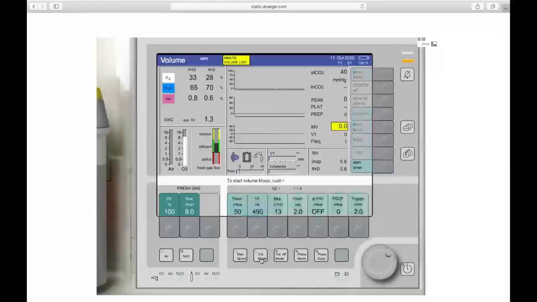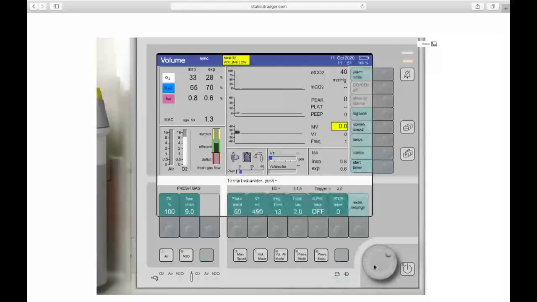This is the volume controlled mode. I selected it and confirmed by pressing the knob. I hope you notice the appearance of the curves. This first curve is capnography, showing exhaled carbon dioxide. The next curve shows the pressure curve. I hope it is clear that in mechanical ventilation the pressure will always be positive. The last graph shows the flow curve. We will not go into detail about them now.